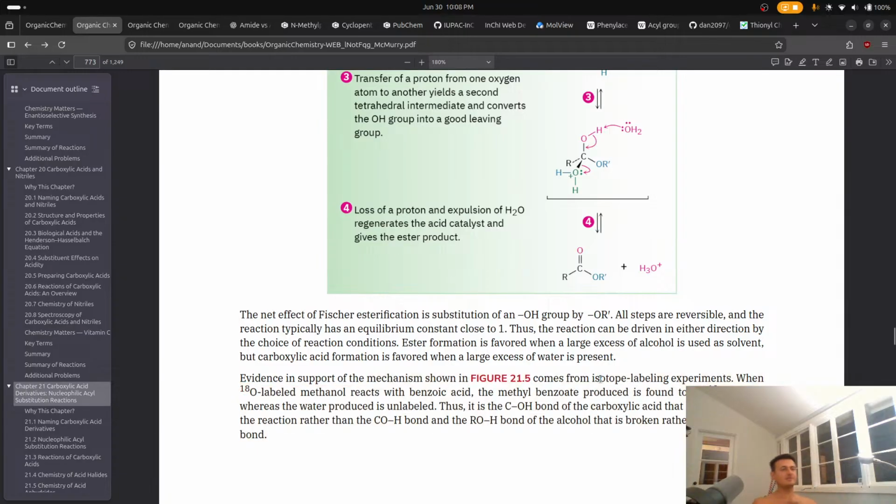Isotope labeling experiments seem so interesting. I feel like that is a huge gift to chemistry mechanism studiers, to be able to label all the atoms. Thank God for isotopes.